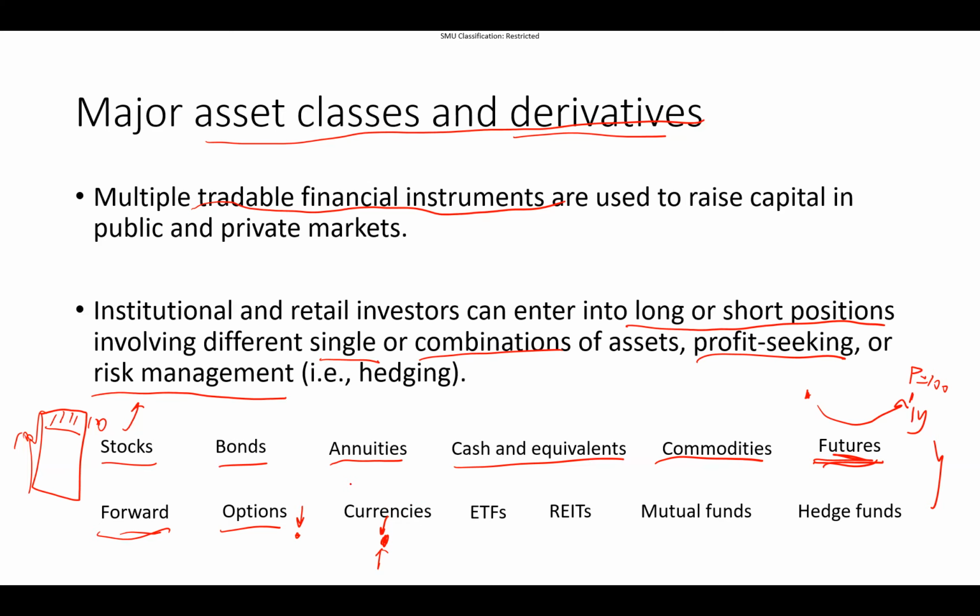So basically, they give us the right, not the obligation, to either go long or go short on the underlying assets. People usually use them both for hedging, right? You can use options for hedging, or you can use options for speculation, depending on which direction you want to go. So okay, that's options.